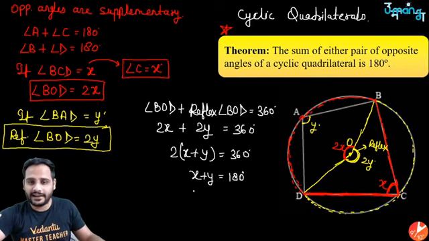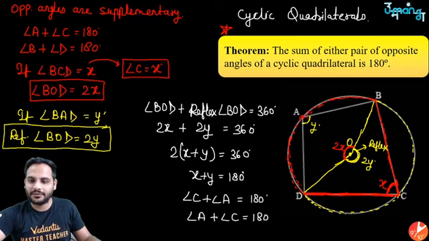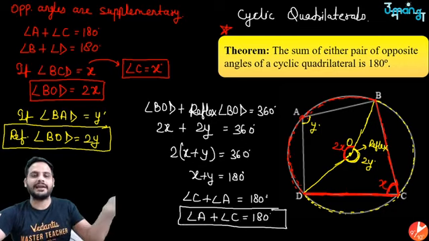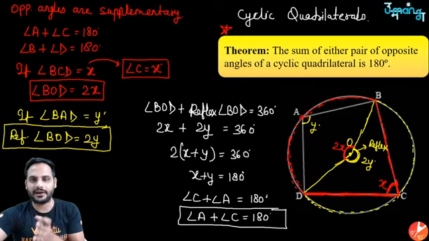And in place of angle x, I can write angle C. In place of angle y, I can write angle A, is equal to 180 degrees. So you got angle A plus angle C is equal to 180 degrees, right? Similarly, angle B plus angle D will also be 180 degrees. So this is the proof for the cyclic quadrilateral.